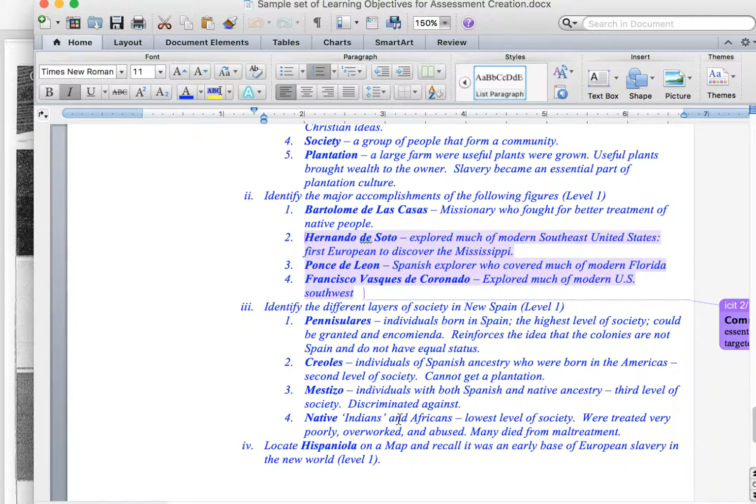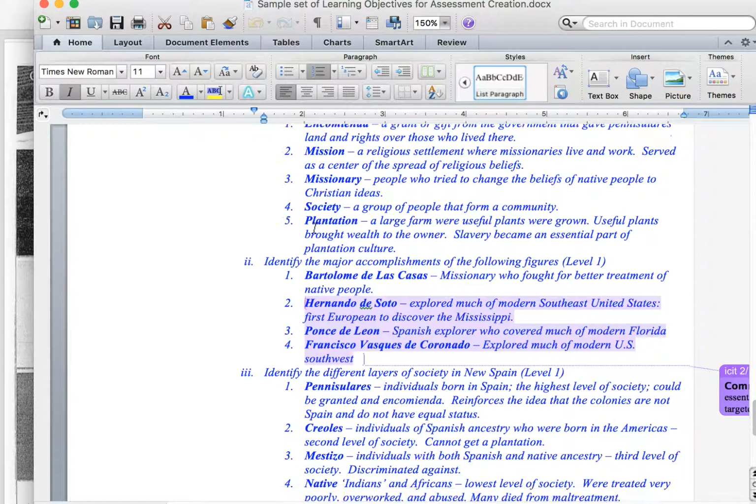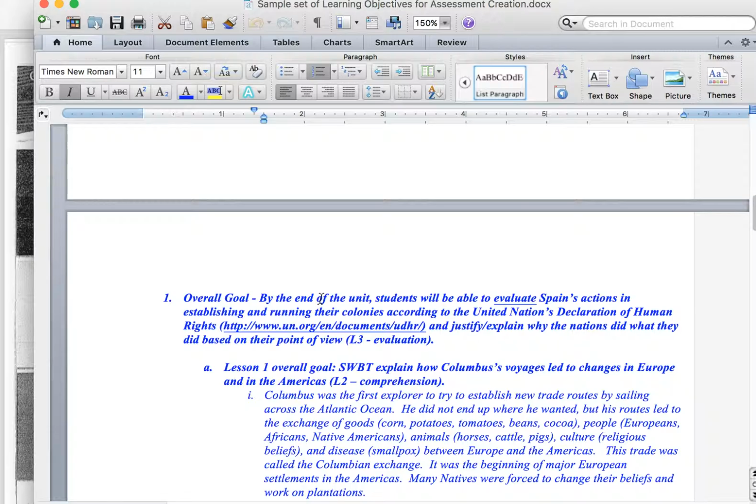And for the overall goal, they need to be able to tie lesson 1, lesson 2, lesson 3 all together to give me a holistic view of what happened. And then once they have that kind of deeper structure of events, they need to use the United Nations Declaration of Human Rights. I thought I had it on here, but I don't. But it's available at this particular link.